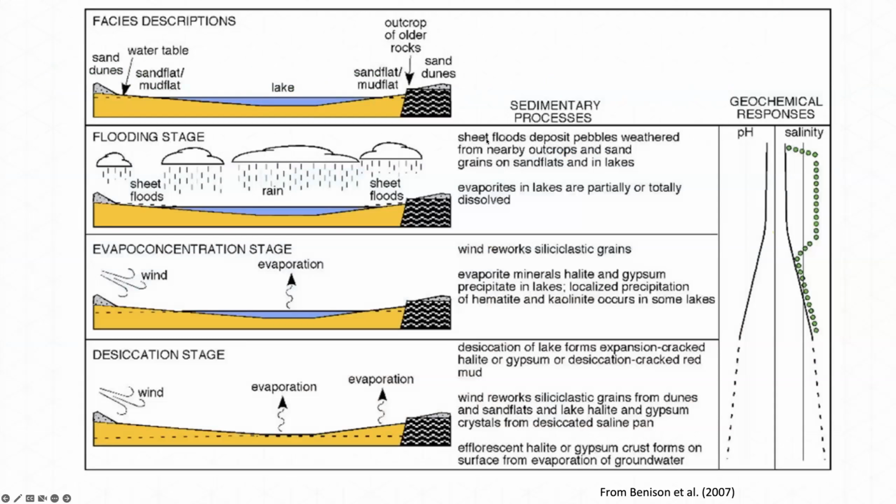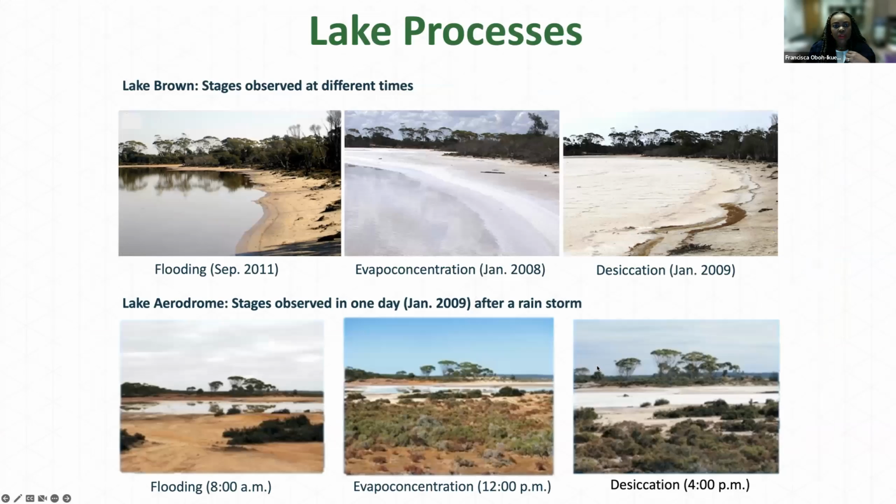So what we found was that there were 3 stages. Whenever it rained, it was flooded. Then the evaporites in the lakes would dissolve or partially dissolve. And then would come an evapoconcentration stage when your minerals would start precipitating. And then the desiccation stage, with the action of winds, everything evaporates and all you have left is just your salt. During evapoconcentration, there's still some water, but it's reduced. We were able to observe these processes on both trips.